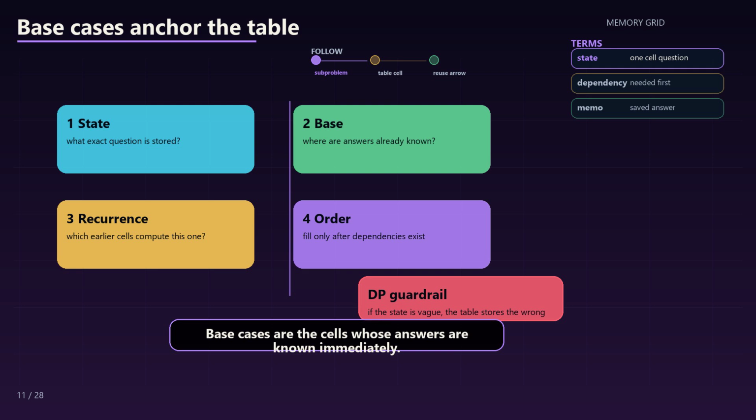Base cases are the cells whose answers are known immediately. They are not decorative starting boxes, they are the anchors that make every later cell meaningful. The useful dependency question is which earlier answers this cell is allowed to read before it writes its own value. That direction turns a table from random boxes into a proof. Before the recurrence writes anything, identify the base cells that make it legal. The real test is whether the table remembers a named question, not whether it merely fills space.